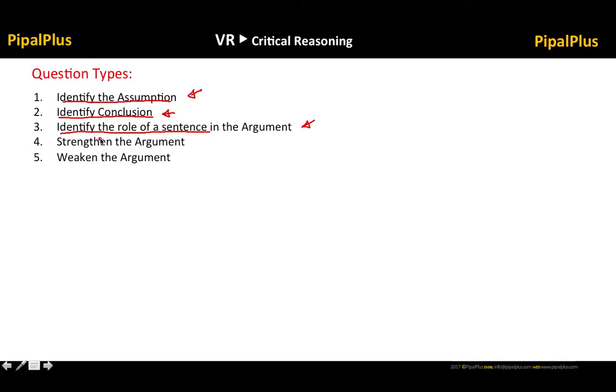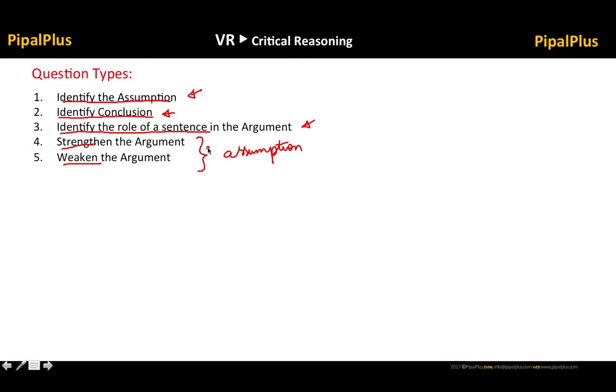Now, once you've done the breakup of all of these sentences, and you've identified each and every sentence's role, you may be asked to strengthen or weaken the argument, right? So you may be asked to identify, out of a given set of statements, which statement strengthens the argument and which statement weakens the argument. Now, strengthening and weakening, right? Typically, the best way of strengthening or weakening an argument is to support or to attack the assumption. These are typically strengthening or weakening the assumption of the argument.